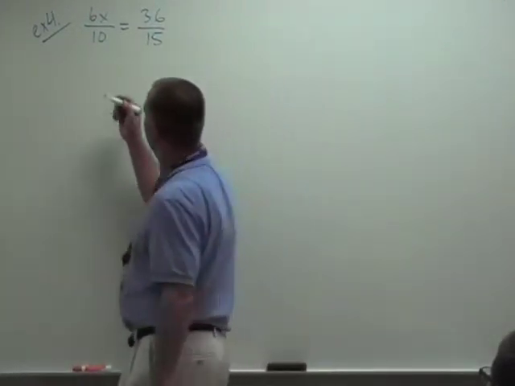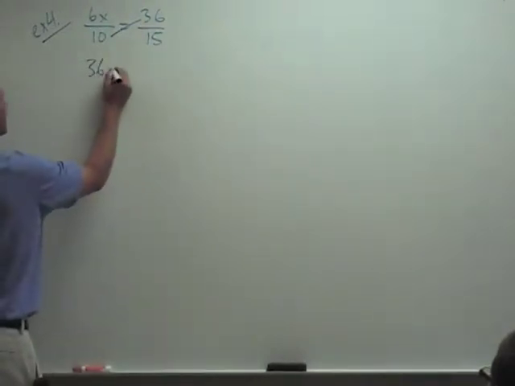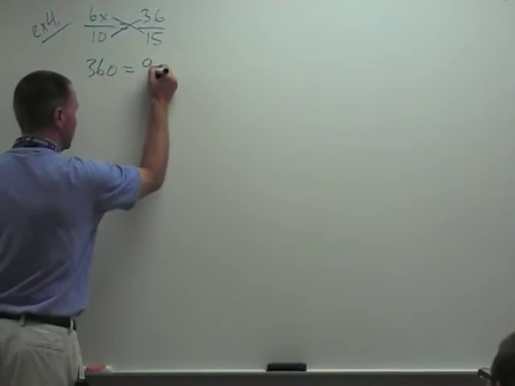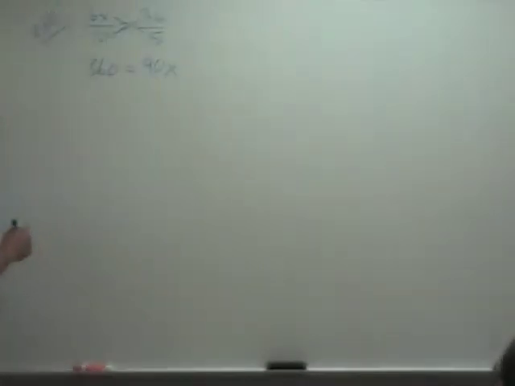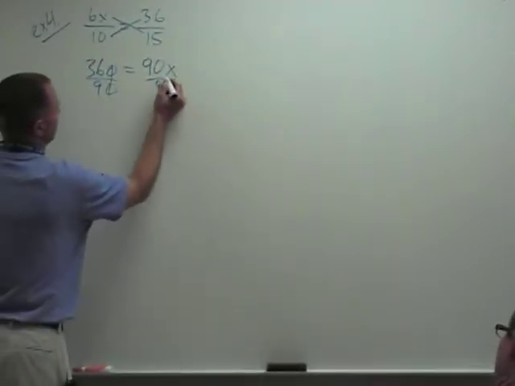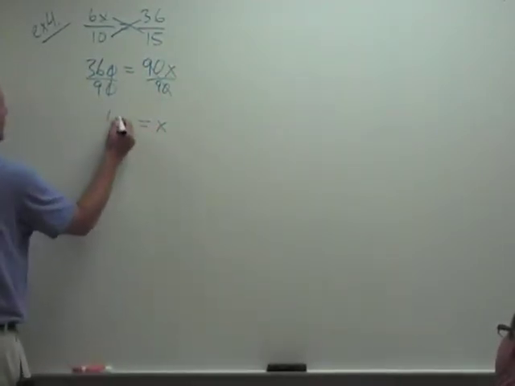Alright, so let's cross multiply, because I assume some of you are doing that. That's 360. 6 times 15. Okay, that's 90. 36 divided by 9 is 4. Good.